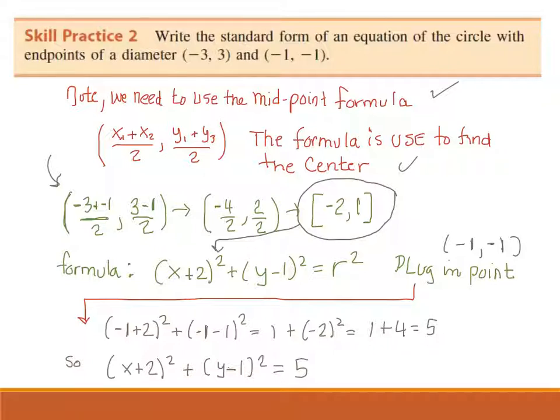Now to find r, we plug one of the points into the formula, and in this case we'll plug in negative 1, 1. That seems to be the easiest. So when we plug it in, we get negative 1 plus 2 squared plus 1 minus 1 squared is equal to 1 plus 0 squared, which is 1. So our formula becomes x plus 2 squared plus y minus 1 squared is equal to 1.